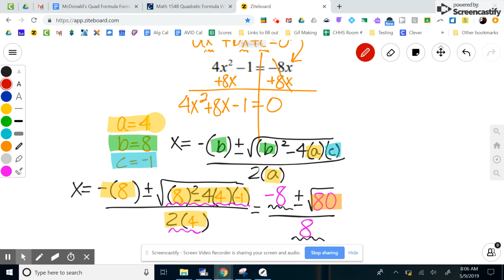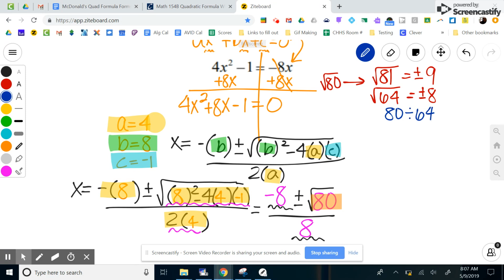So I need to see on my list of perfect squares, where does the square root of 80 fall? So square root of 80 is between the square root of 81, which is plus or minus 9, and the square root of 64, which is plus or minus 8. Okay, so the very first thing, so we said square root of 80 is here. So first thing I'm going to check is, does 80 divided by 64 give me a whole number or a decimal? This, when I typed it in, it gave me a decimal. So I know it doesn't go in evenly, so I'm ready to try the next number.